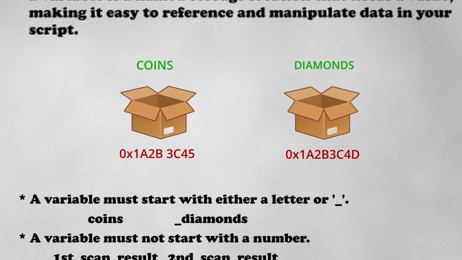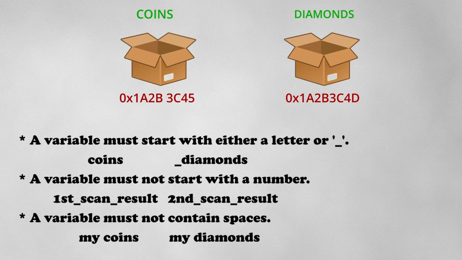Whenever you name a variable, you need to keep some things in mind. A variable must start with either a letter or underscore. A variable must not start with a number. A variable must not contain spaces.